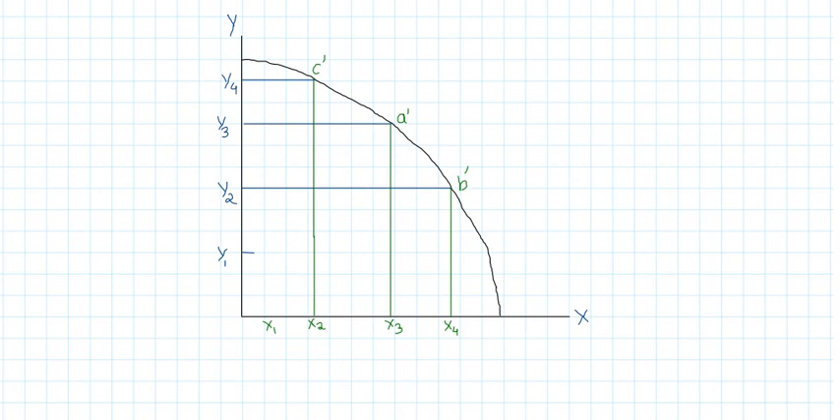Supposing you are producing X2 level of output of commodity X, then at most you can produce Y4 level of output of commodity Y. Similarly, if a firm is producing X3 quantity of X output, at most Y3 quantity of Y output can be produced. So at any point on the curve, all factors are optimally or efficiently employed.